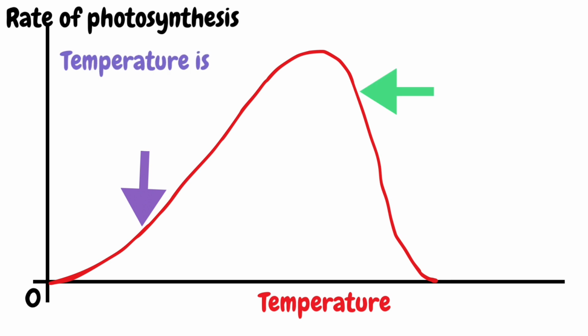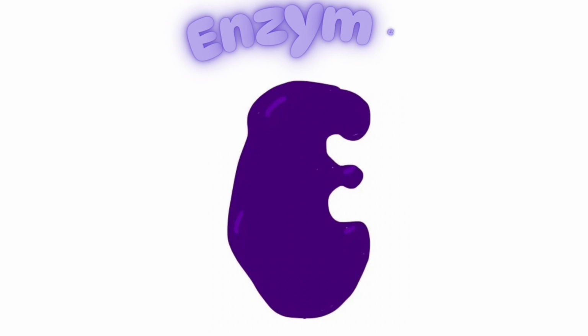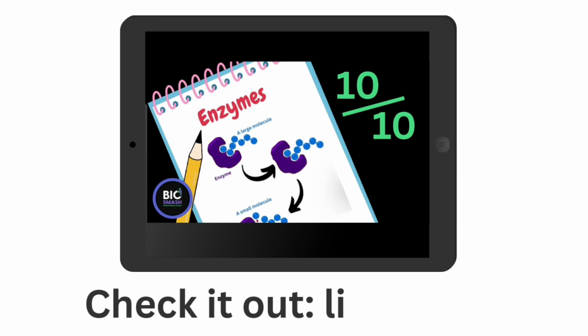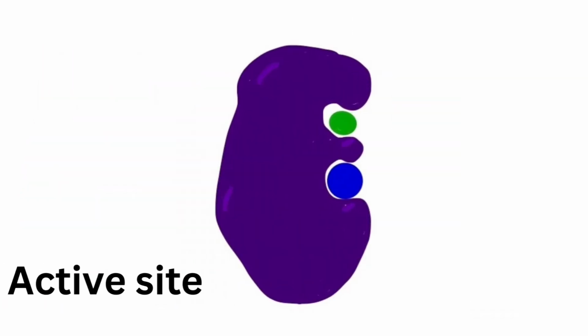Let's think about why the rate starts to decrease at very high temperatures. It's all to do with the fact that enzymes carry out chemical reactions in plants. I haven't got time to explain this reaction in lots of detail, but I have made a video all about it, so I'll link that above and below, so check it out if you think that would be helpful. Just try to remember that the reacting molecules collide with the enzyme and fit into the enzyme's active site. So here you can see the green and blue molecule are in the active site.